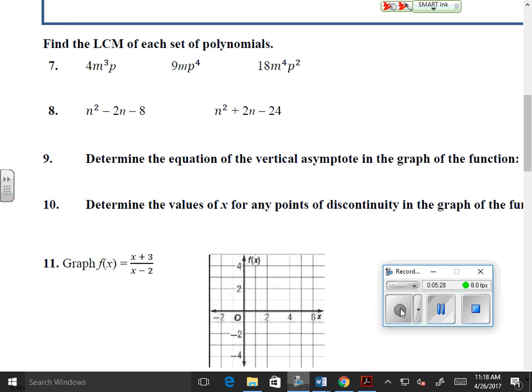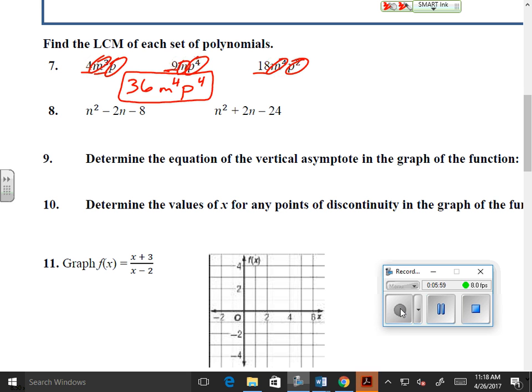Okay, number 7, 4, 9, and 18, the least common multiple of 4, 9, and 18 is 36. And then I have m's and p's. I have m to the third, m to the first, and m to the fourth. I'm going to use the largest exponent. P's, I have p to the first, p to the fourth, p to the second. I need to use the largest exponent.